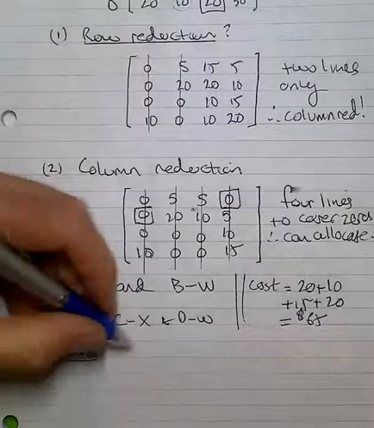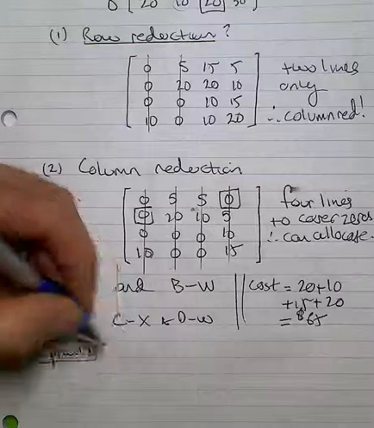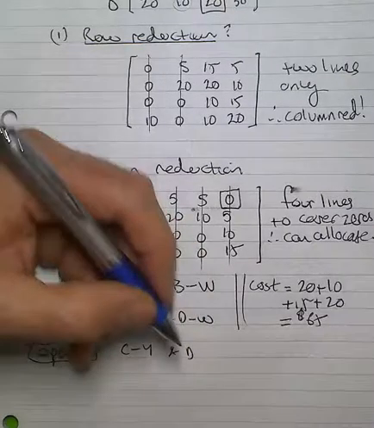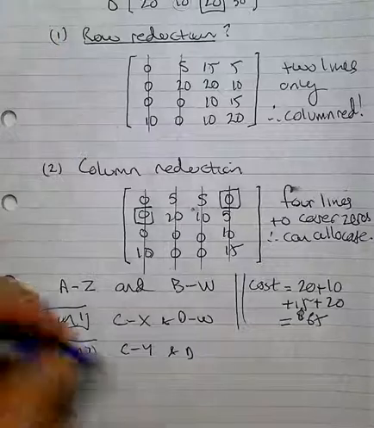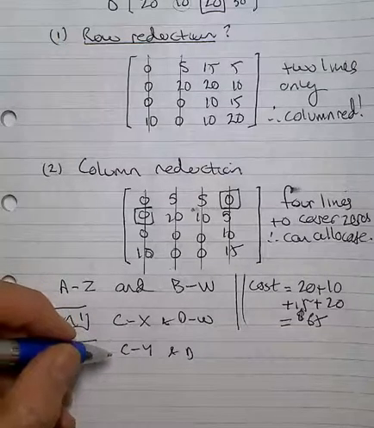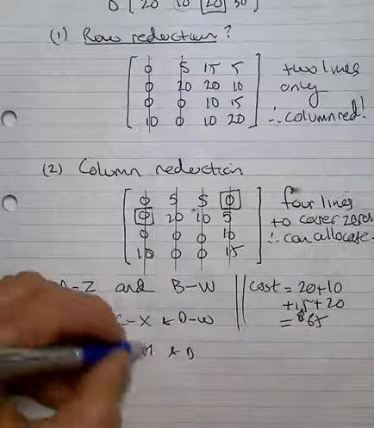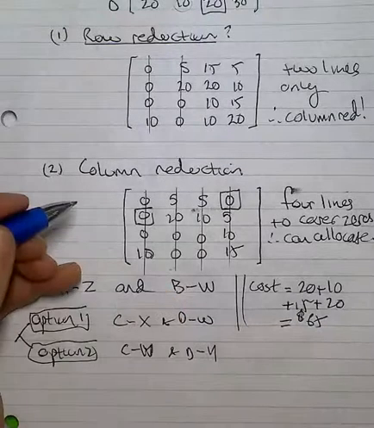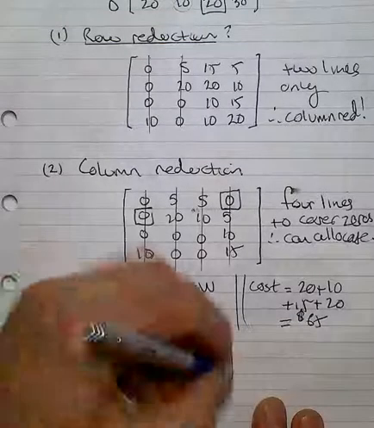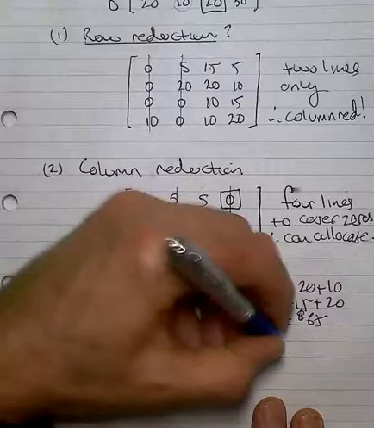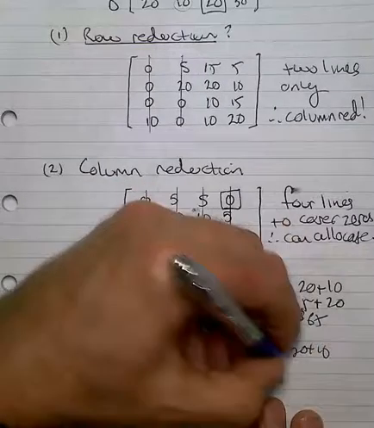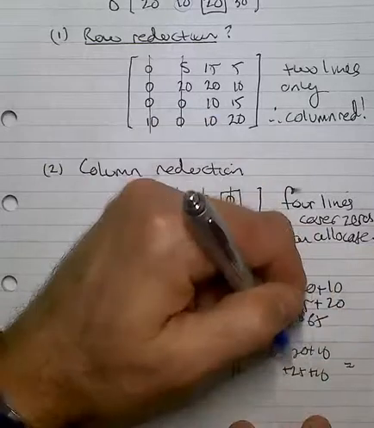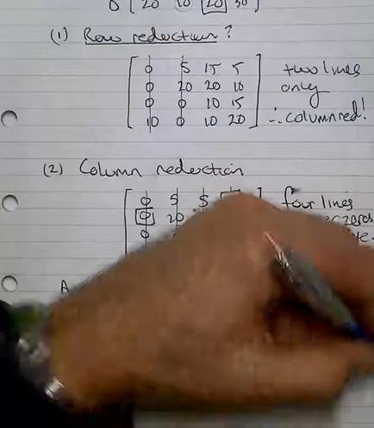So that means I can also allocate C to W, I should say, and then D to Y. So flipping around the process there. Now that will still give me a cost of 20 and 10, but 25 and 10 in this instance, which will also give me a total of $65.